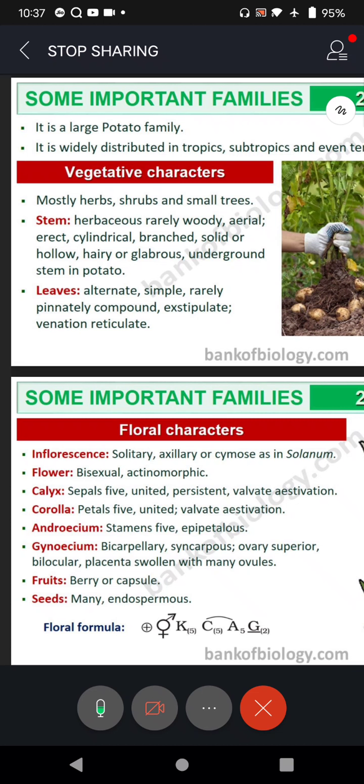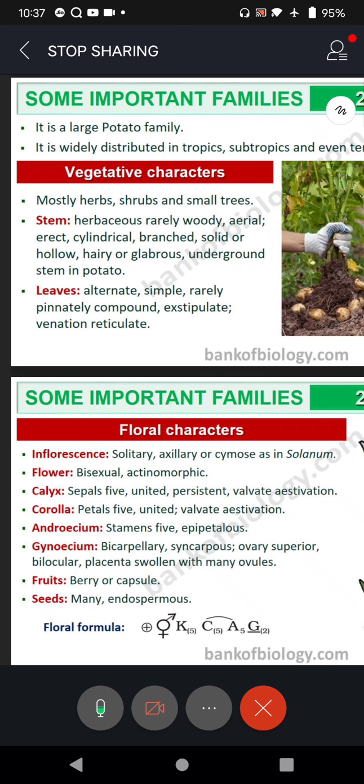Solid or hollow, means it is singly present. Hairy or glabrous: if you observe the stem closely, on top of the stem there will be white hair-like structures, so that's hairy. And then the underground stem: in potato, you know, potato is the modified stem. What we are eating, potato, that vegetable is a modified stem. So in the case of potato, the stem is modified into a vegetable.